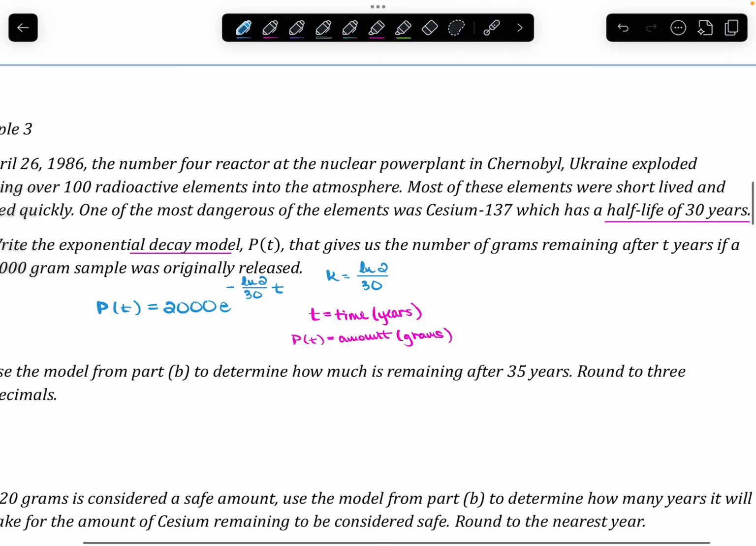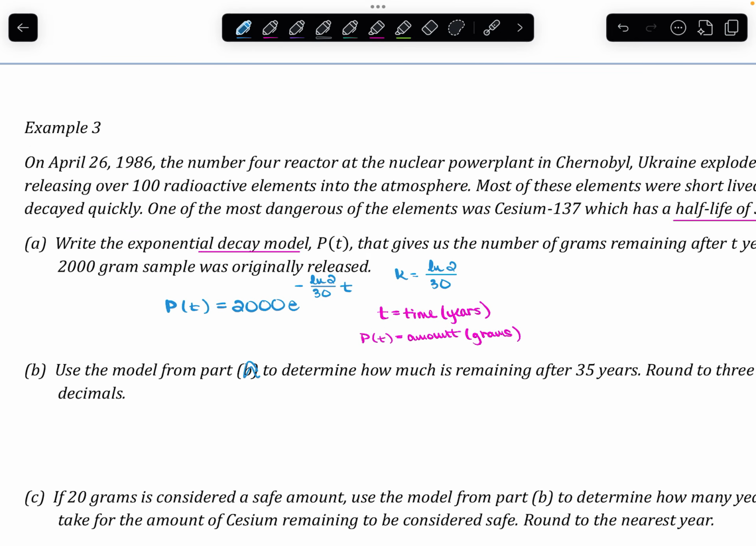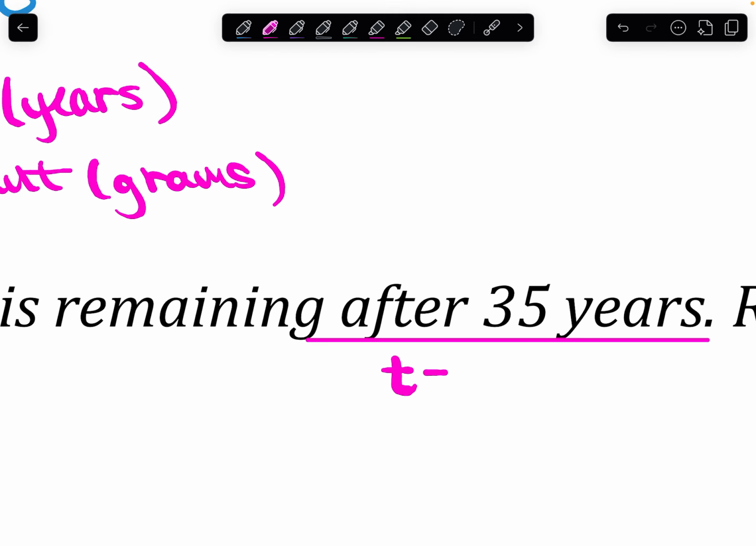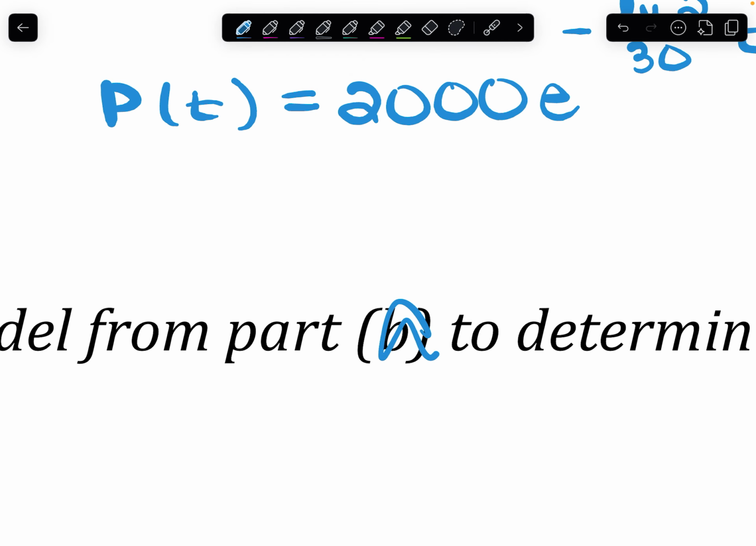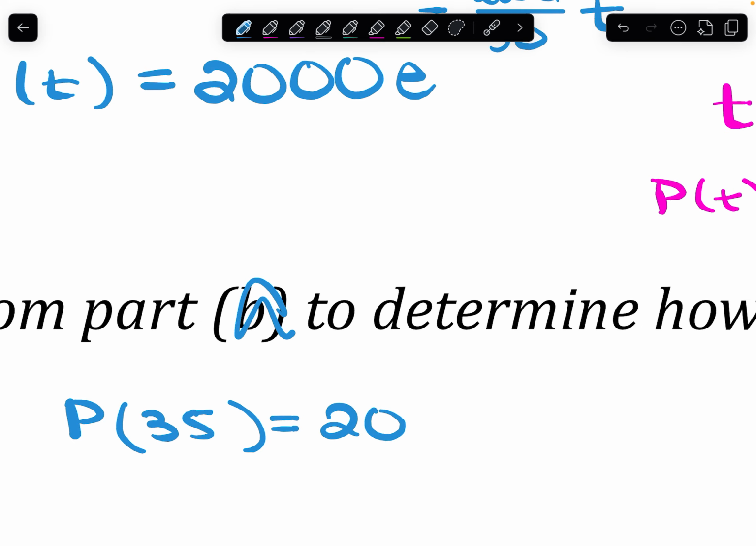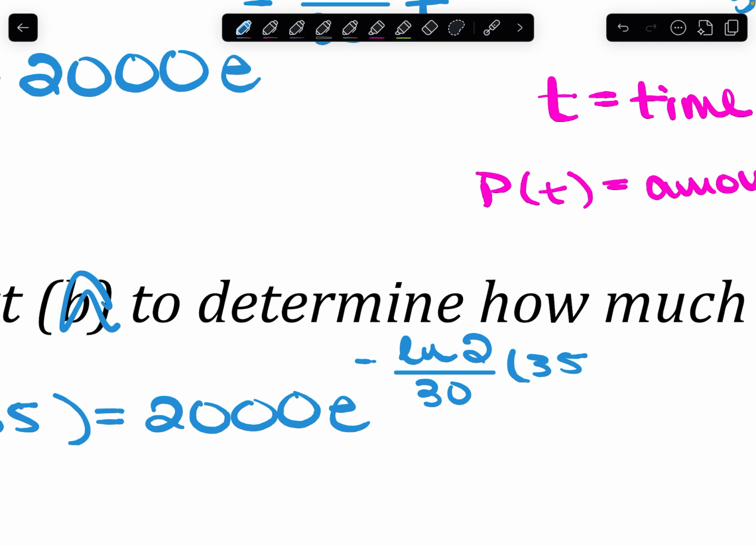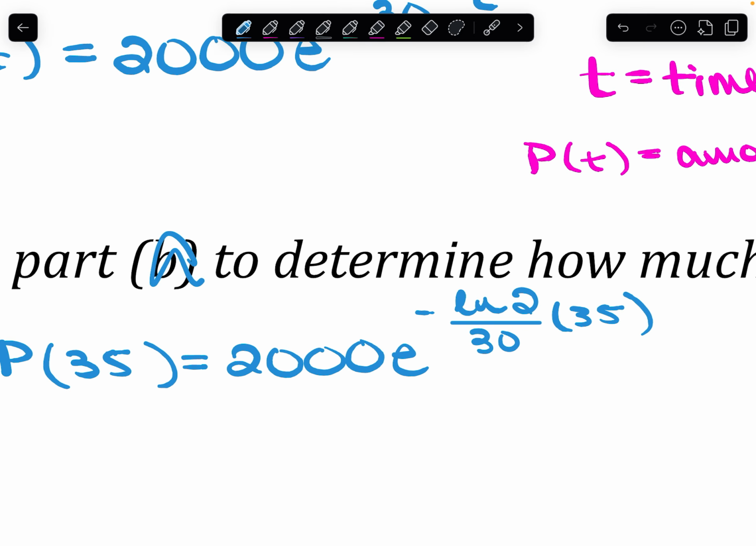Part B: use the model from Part A to determine how much is remaining after 35 years. After 35 years tells us that T equals 35, so we're plugging in 35 for T. P of 35 equals 2,000 e to the negative natural log of 2 divided by 30 times 35. Type it into our calculator very, very carefully, and use your fraction template as needed.